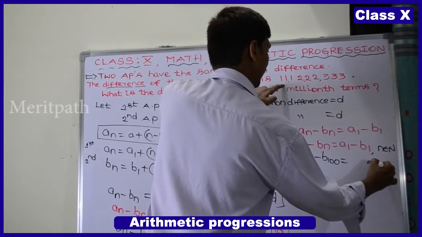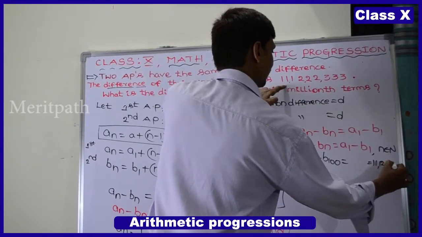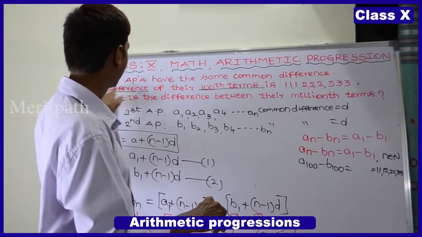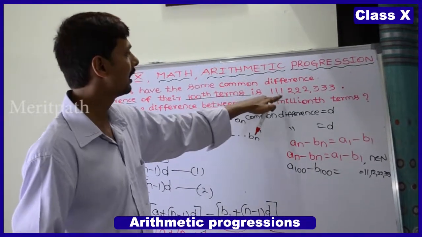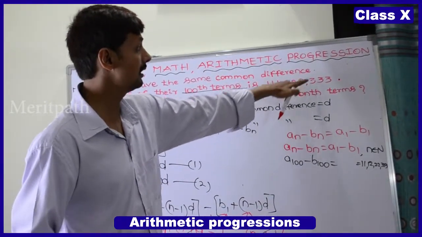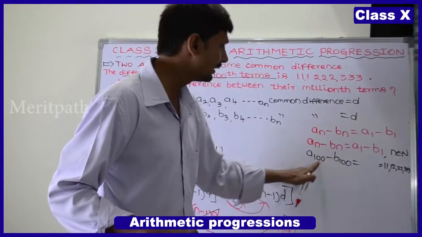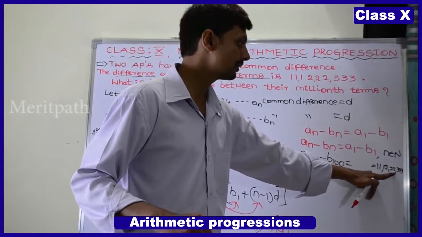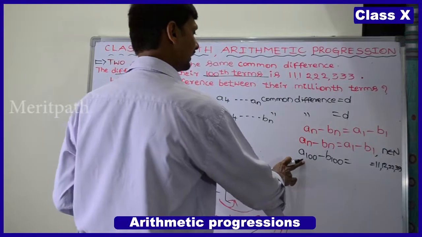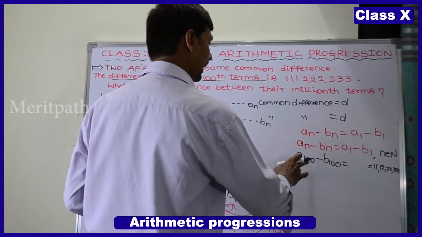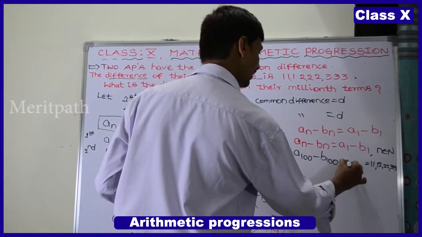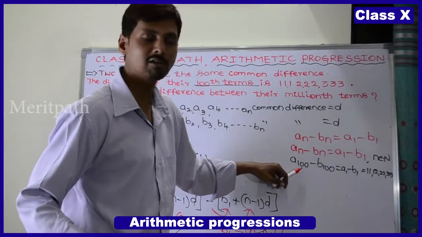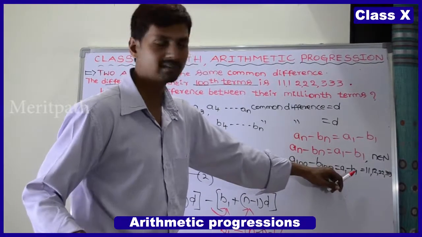We know that they have given in the question that the difference between their 100th terms is 11 crore 12 lakhs 22,333. So the difference between their 100th terms is this constant number. If we take in the place of n any natural number, we will be getting a1 minus b1 only, because n is a natural number. So 100 is also a natural number, and we will be getting a1 minus b1 only.